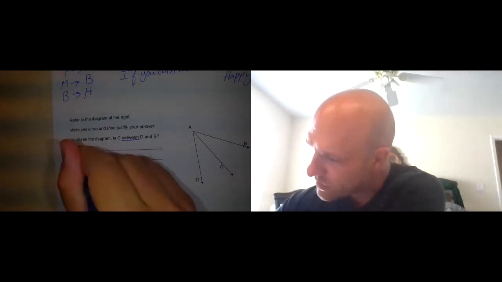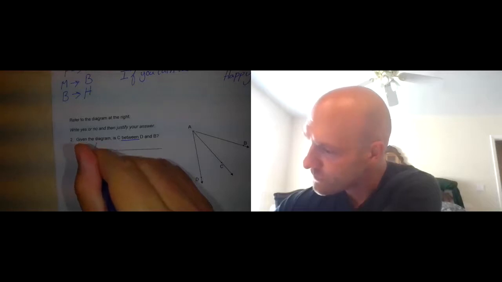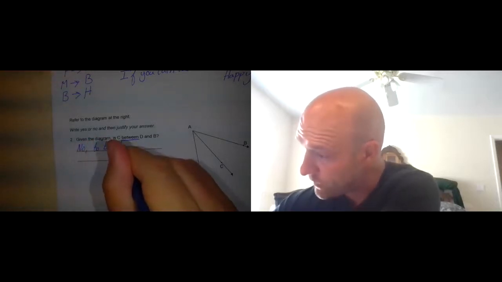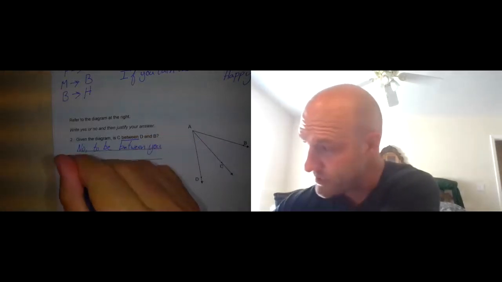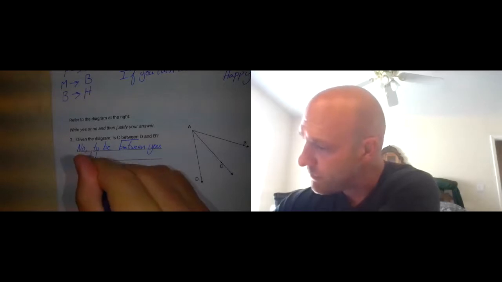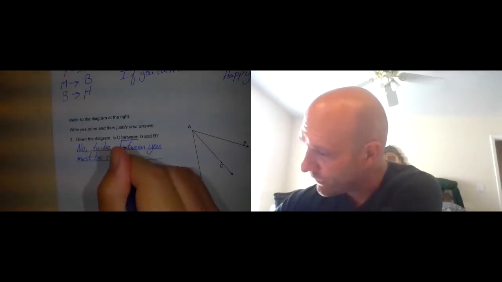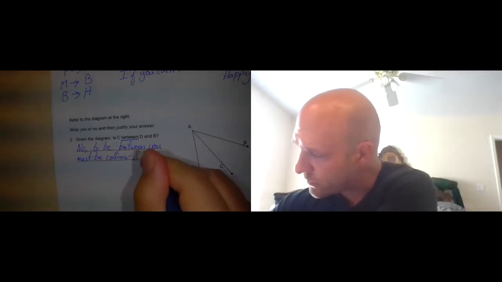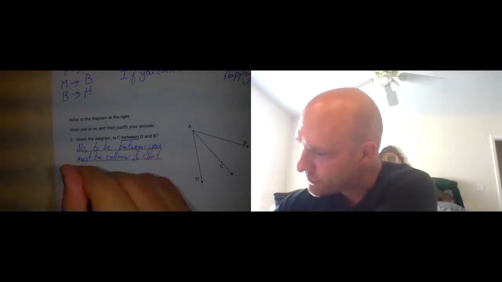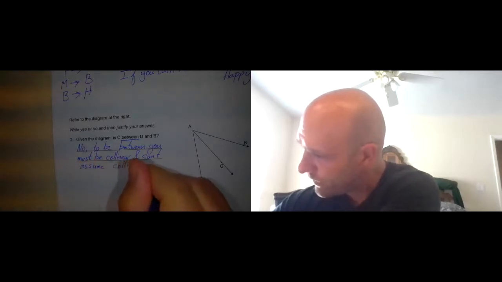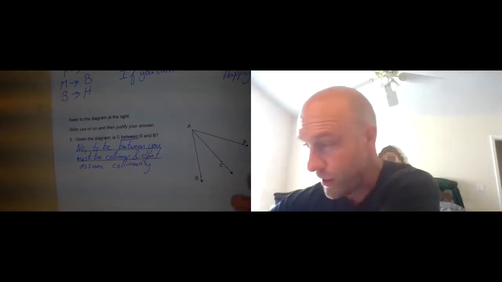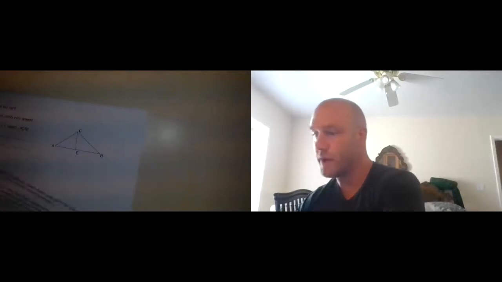So we have to say no. To be between, a point, really, but not you, must be collinear, and you can't assume collinearity. If that line were drawn, yes, you would be allowed to assume betweenness, but not as is.